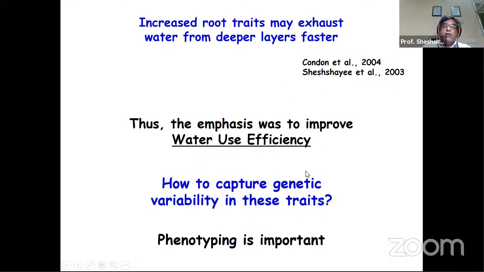So to that, we wanted to now superimpose on top of it how the plants can actually be efficient in using whatever water they can capture. Which means we are not arresting them from going down and taking water. We're not stopping that, but we say that you access the water, but use it efficiently without wasting it for biomass. And therefore, we wanted to have some mechanisms for capturing the genetic variability in these traits.